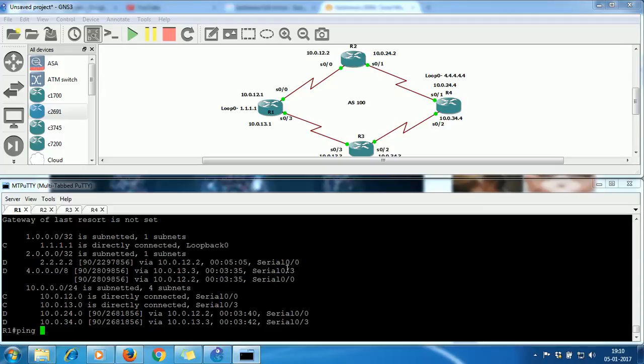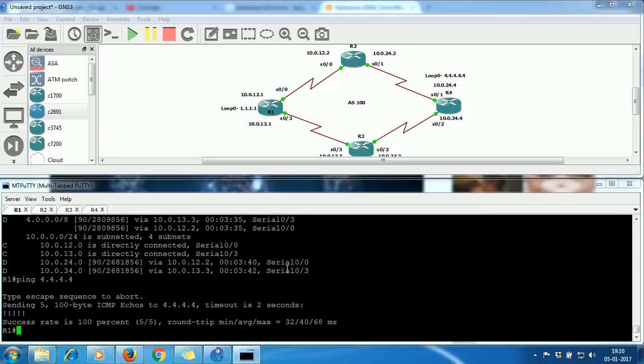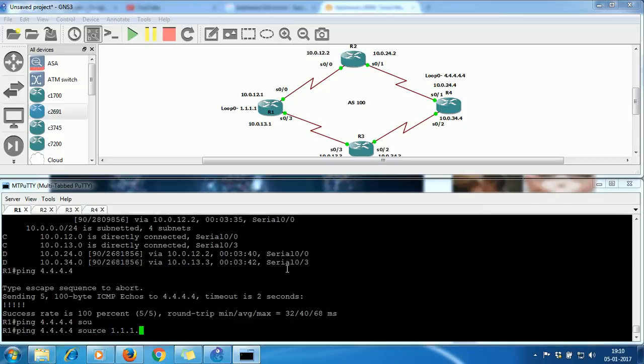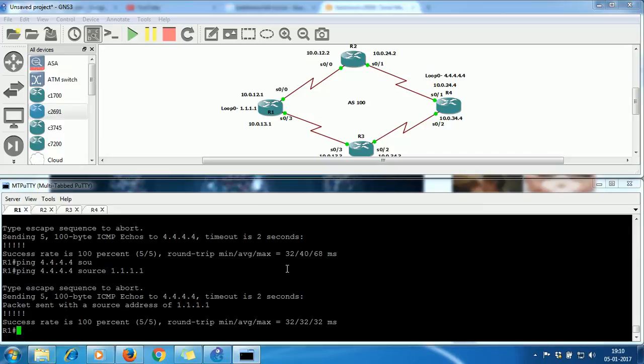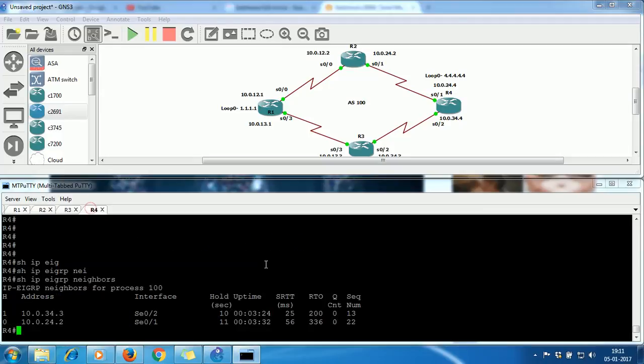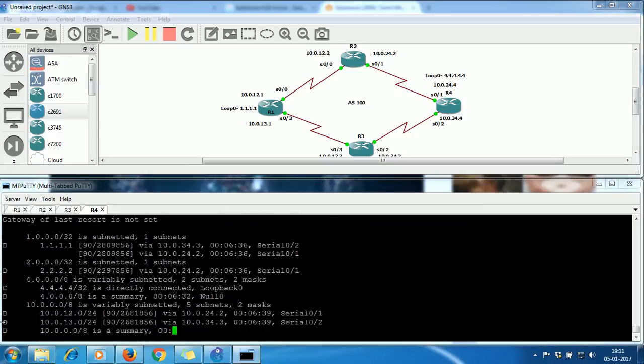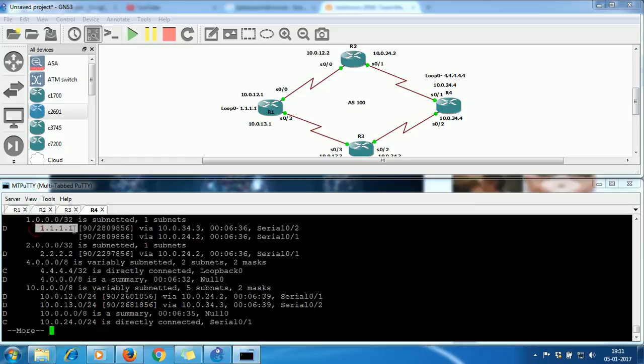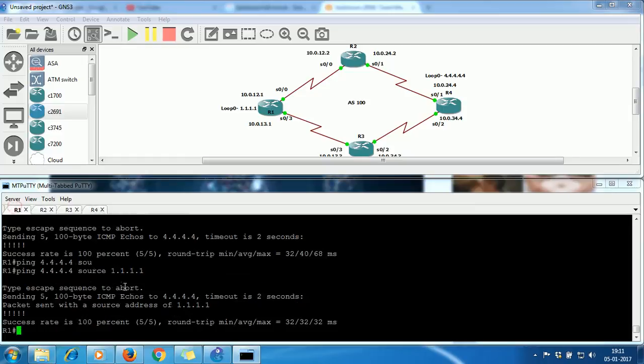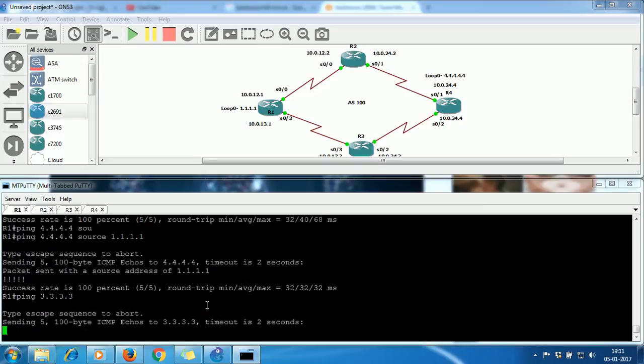If you want, I can ping from here 4.4.4.4. I can ping with the source. If I want to use the loopback, I can still ping. Why? Because even router 4 knows what my loopback address is, because I have already advertised it. Router 4 has how to reach 1.1.1.1, show IP route, you can see here. So it has a path to reach 1.1.1.1. That's why when I give the source as loopback it is also able to reach. But if I try to reach 3.3.3.3, we can't reach. Why? Because it is not there in our routing table.